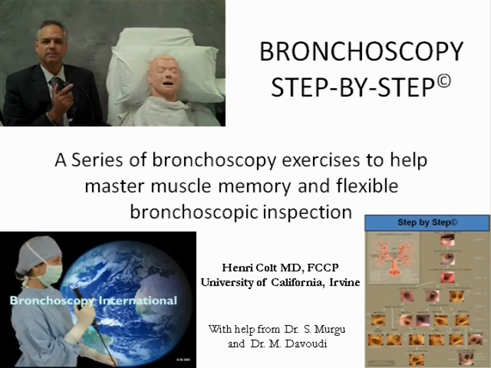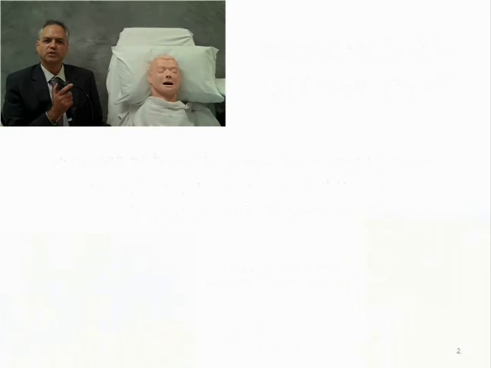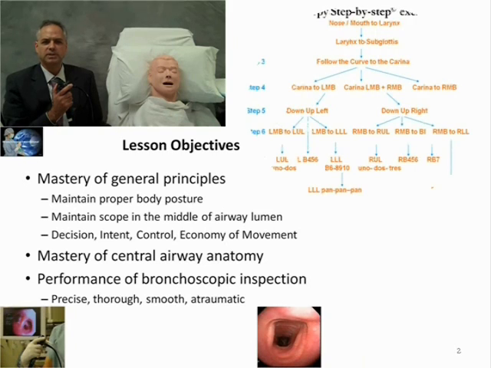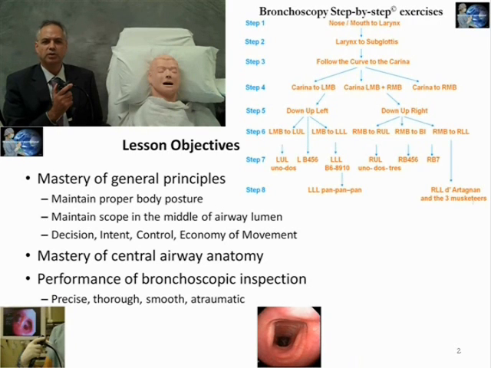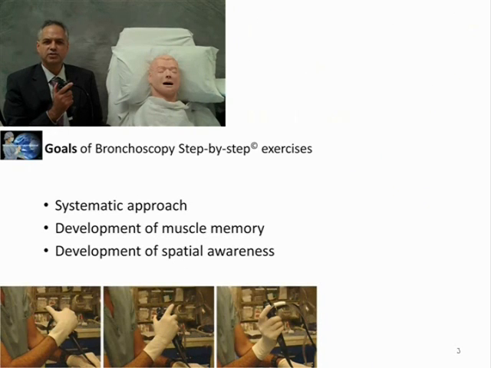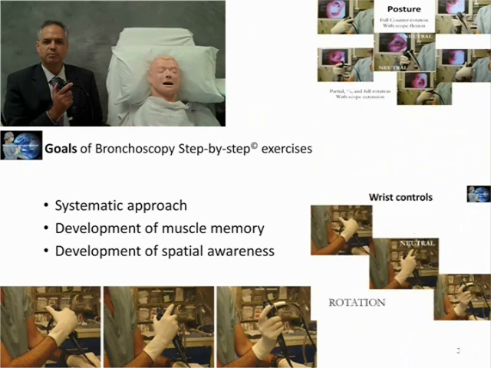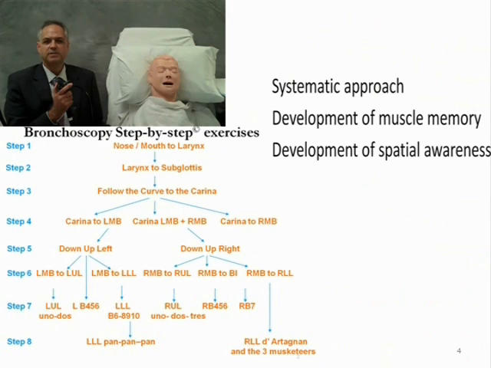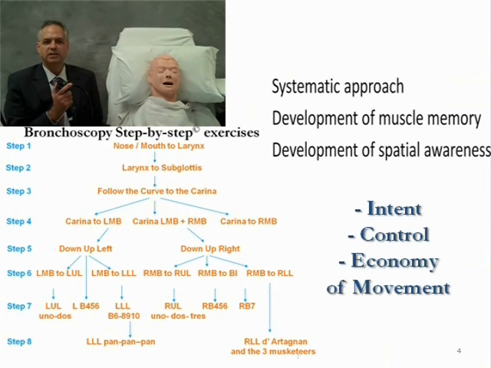Today, my team and I are going to demonstrate a series of bronchoscopy step-by-step exercises. Just as one learns to play tennis or play golf in stages, or learns to play a musical instrument step-by-step, one can also learn bronchoscopy using this systematic approach. We've thus deconstructed bronchoscopy into a separate group of exercises. This allows us to develop muscle memory and spatial awareness by identifying the appropriate lobar and segmental anatomy and learning to rotate the bronchoscope in an atraumatic fashion.